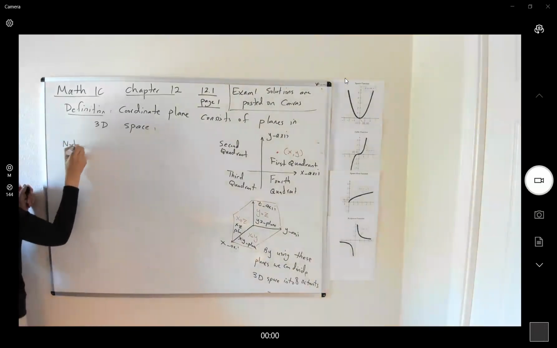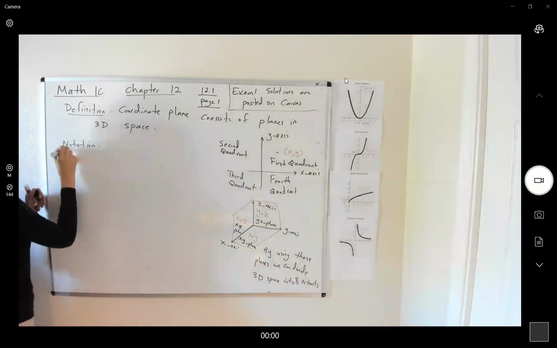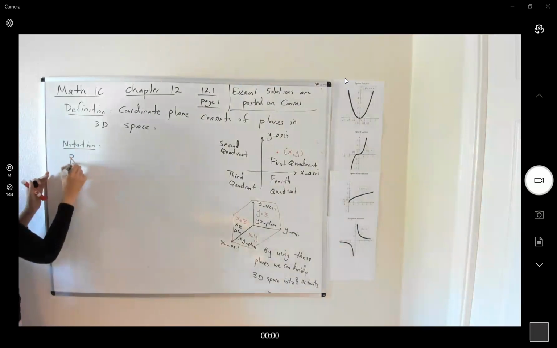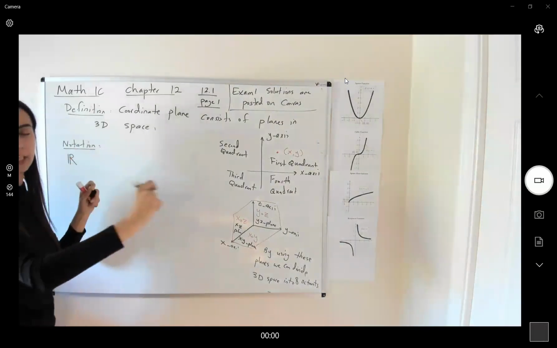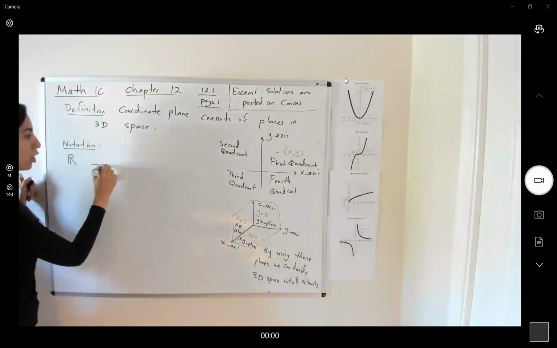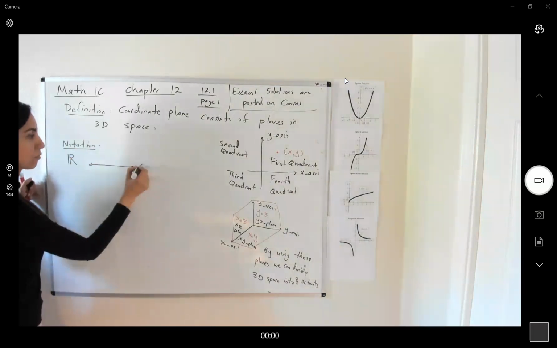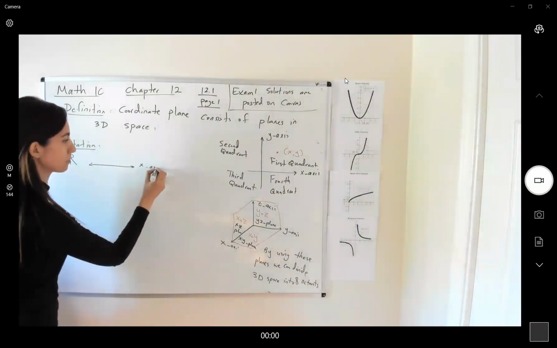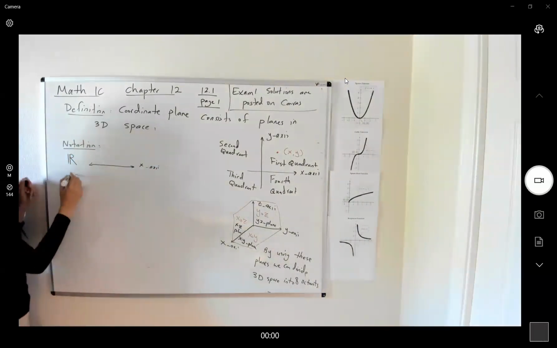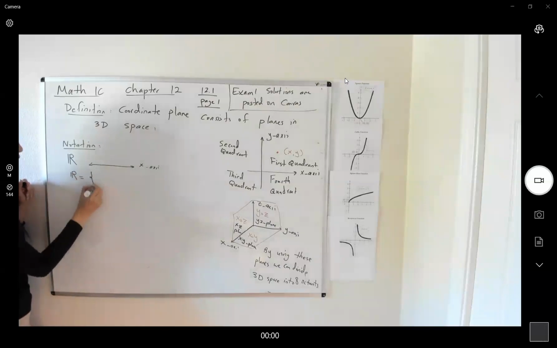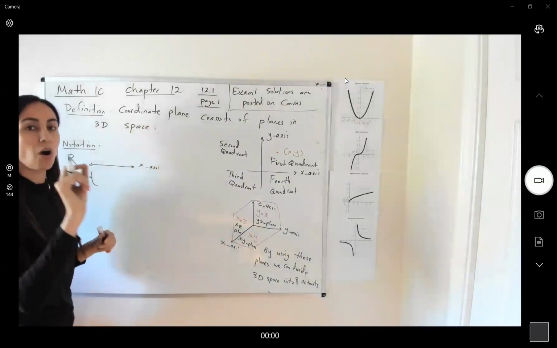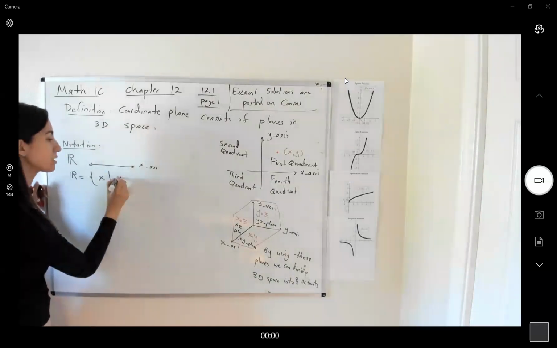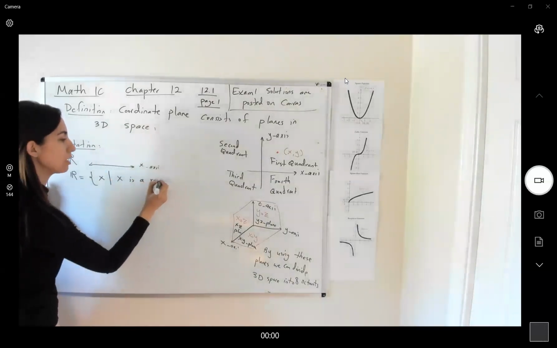Some notation for you. So remember that R is just a real axis. It can be either x-axis, or you can say that it's y-axis or z-axis. It doesn't matter. R is the collection of all numbers x, such that x is a real number.